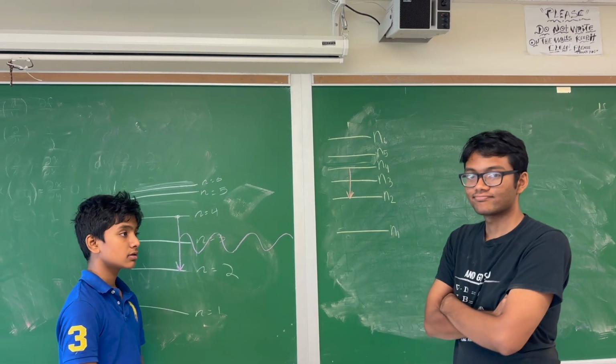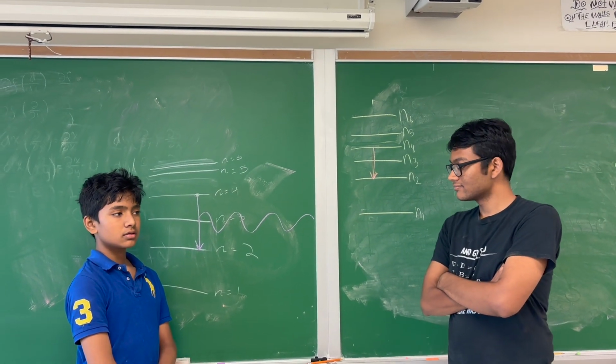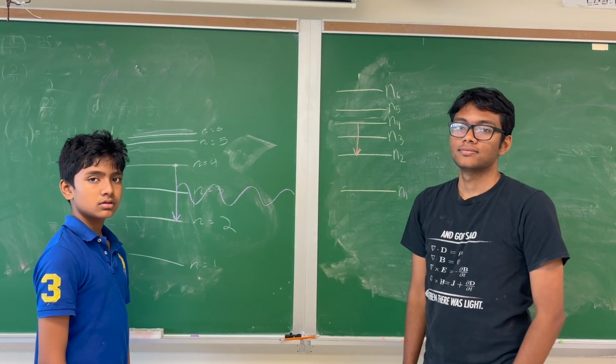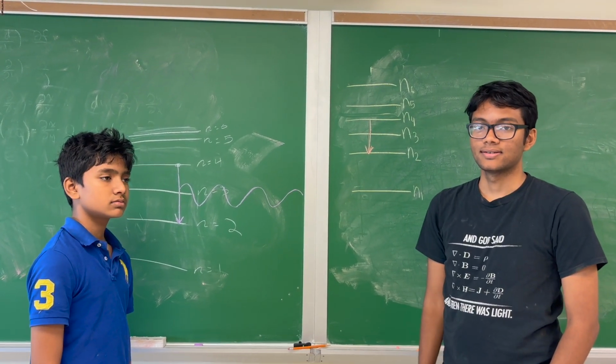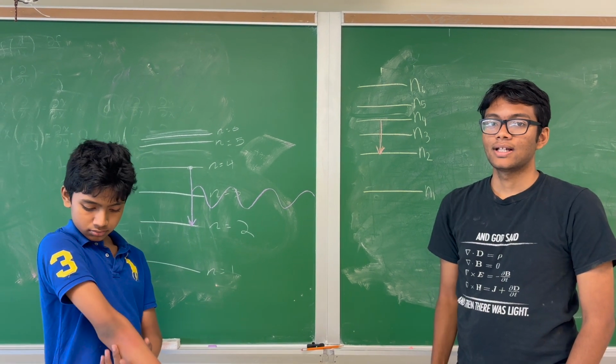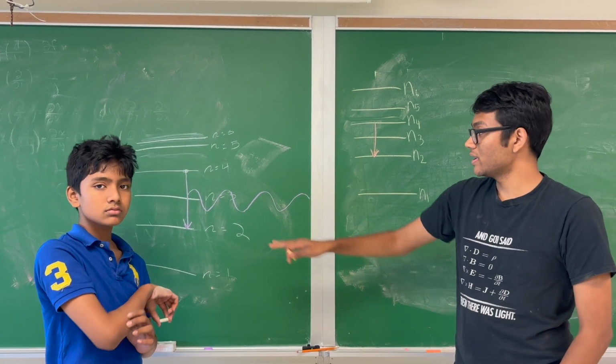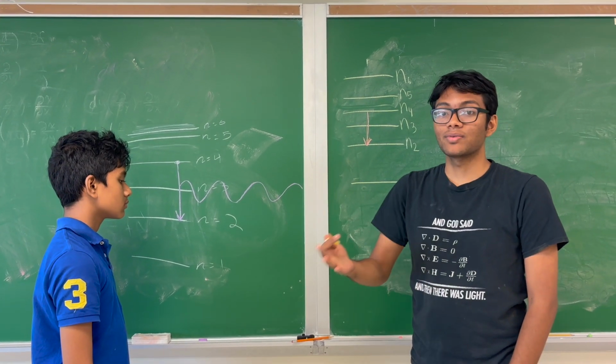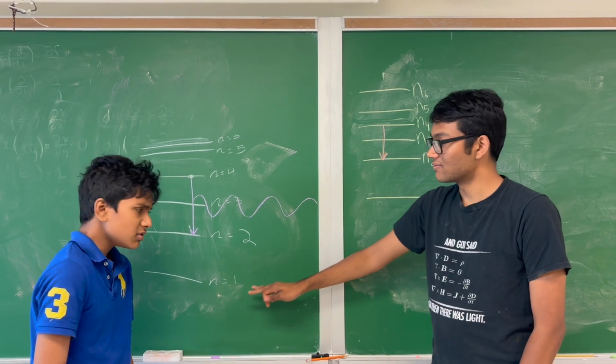Okay. Now Raf, as Isaac said, it's going to release energy. What do we humans perceive that energy as? Light. That light has color? It depends on which level it lands on. If it lands on n equals 2, it'll release visible light. Find that visible light.